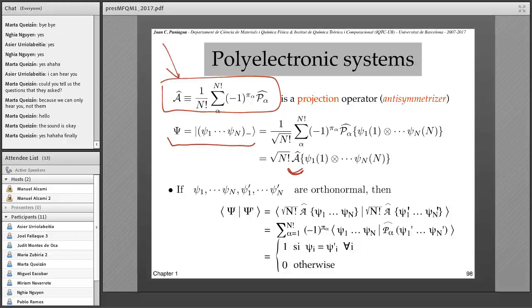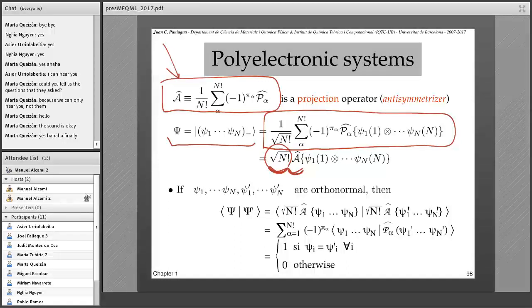And so, since this was the way of expressing the antisymmetrized state vectors, we can put it as the antisymmetrizer, and then we have to multiply by the square root of n factorial in order to have a normalized state. It is interesting to write the states that way, because by using the properties of projection operators, it's very easy to demonstrate many properties of the Slater determinants. For instance, you know that the scalar product of two Slater determinants is zero unless they have exactly the same spin orbitals. By using this notation, this is very straightforward to see.